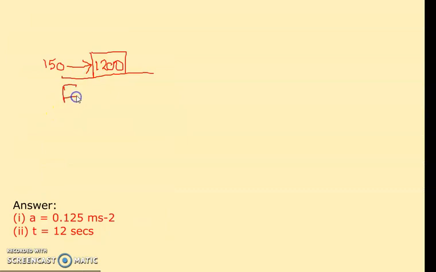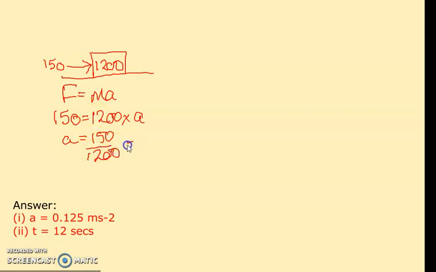So F equals ma. Do it exactly the same way. The force is 150 equals the mass, which is 1200, times the acceleration. Therefore A is the 150 shared by 1200. And if you do that, you get, well, it's 0.125, and if you do it on your calculator, there we go. What else did it say?